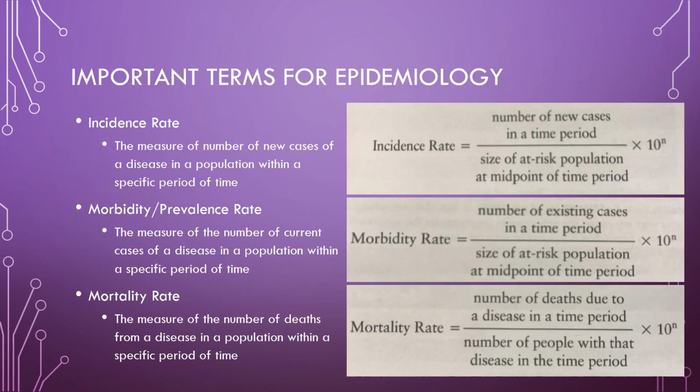There are a handful of important terms as well as equations when it comes to epidemiology. The primary one that we're going to focus in on is the incidence rate. So this is the measure of number of new cases of a disease in a population within a specific period of time. We could also look at morbidity or prevalence rate, as well as the mortality rate. But for this project, we are going to focus in on that first equation, the incidence rate, and I promise I will show you how to use it. These equations are in your lab manual, but if you want to just keep watching, I'm going to show you how to use it.